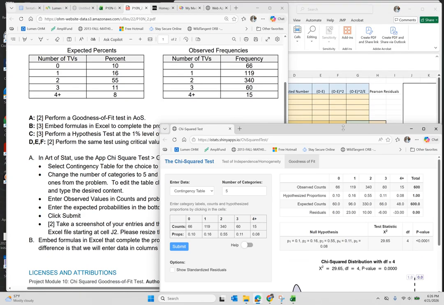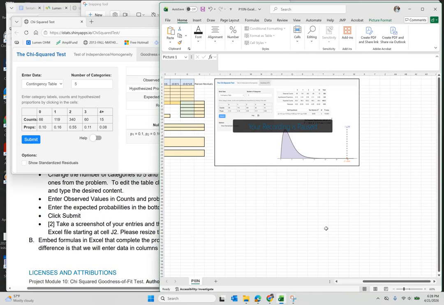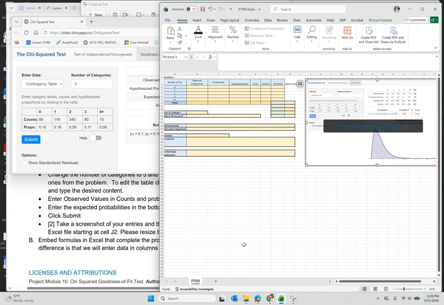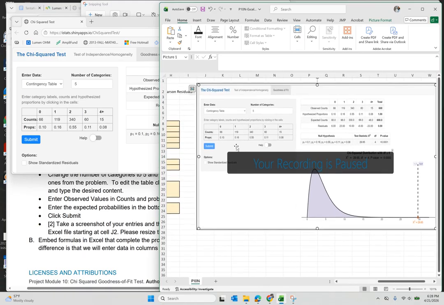So let me make this smaller. Take a screenshot of your entries and paste it in the Excel file started at cell J2. And I'm going to do that, and you should do it after pausing the video. So I did that while I had paused the recording, and now I have the screen in ArtofStat posted here.